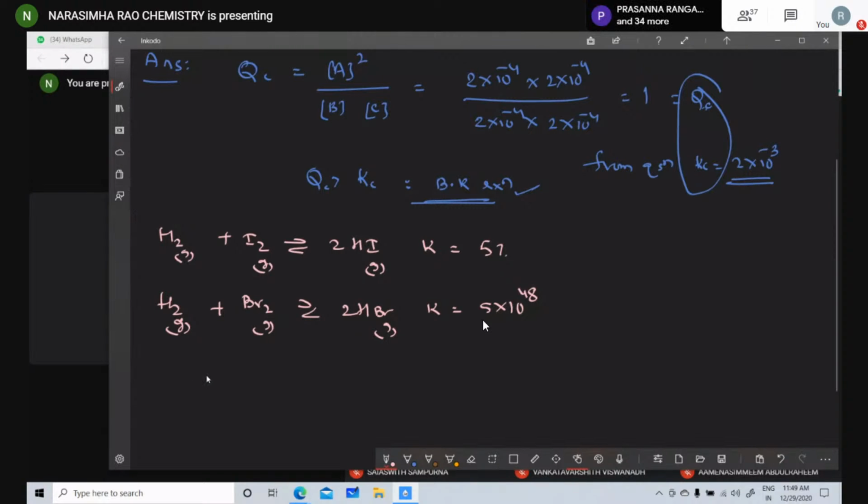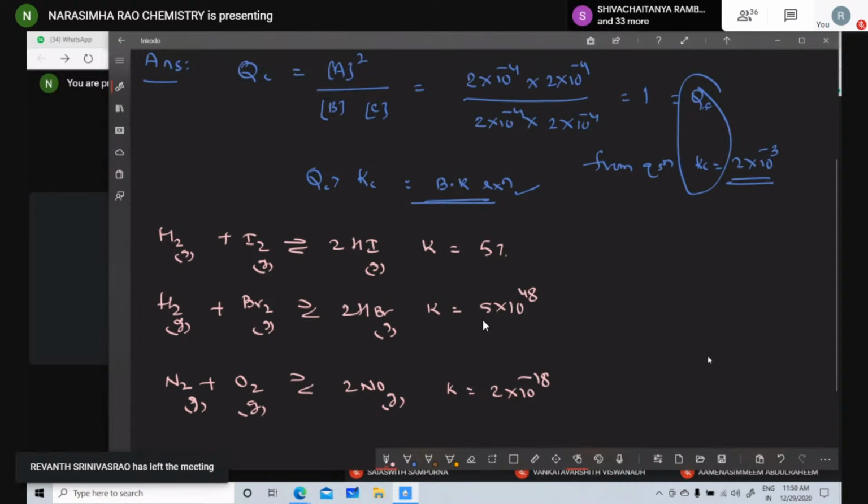Now, N2 plus O2 is in equilibrium with 2NO. Kc is equal to 2 into 10 power minus 18. Based on this concept, how can you justify the extent of the reaction? Children, tell me, how can you justify the extent of reaction? By using the Kc value. Already I told you the Kc value.